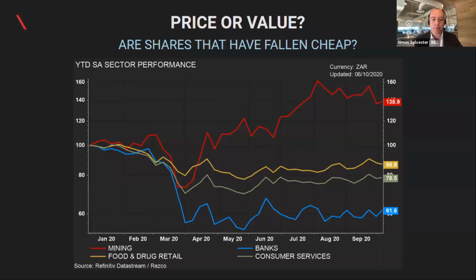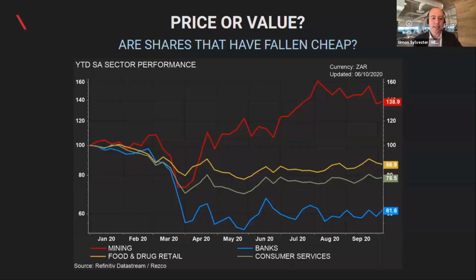And food and drug retail, very defensive. That's your Clicks, your Woolworths, and so forth in there. Pretty defensive, and they're only down about 14%. So these shares have taken quite a beating, and that's where a lot of managers are saying, wow, these shares have fallen a lot. There's got to be value. If your bank share price goes back to where it was, you're going to make 50, 60, 70% upside from here, and you just need to be patient. Interestingly, mining shares have been the best performing sector, and this index, South African mining shares, is up almost 40% year to date. So that's where all the returns have been.